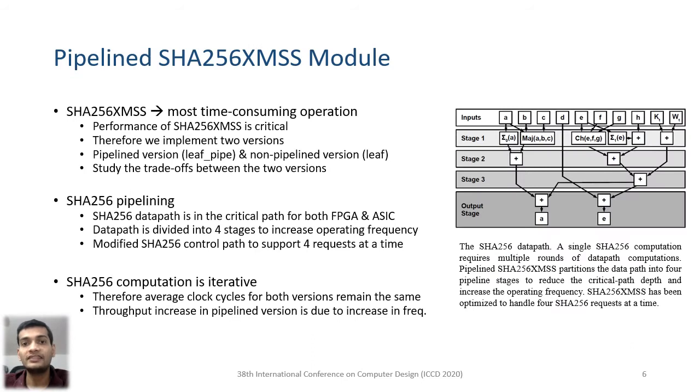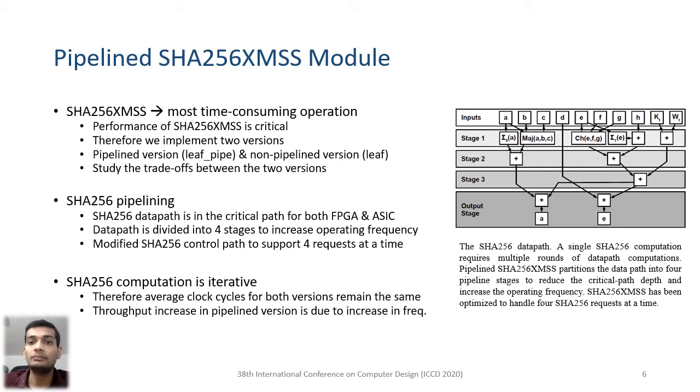Since SHA-256 XMSS is the most time-consuming portion of the XMSS leaf accelerator, the performance of this module is critical. Therefore, we implemented a high-performance pipeline version called LeafPipe and a regular non-pipeline version called Leaf, and studied the trade-offs between the two versions. The SHA data path is in the critical path for both the FPGA and ASIC implementations.